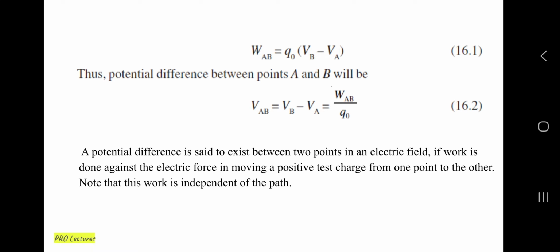We can say potential difference is said to exist between 2 points in an electric field when work is done against the external force in moving a test charge from one point to another. What's interesting is that this work is independent of the path you take. So it only depends on the points A and B, not the route you choose.